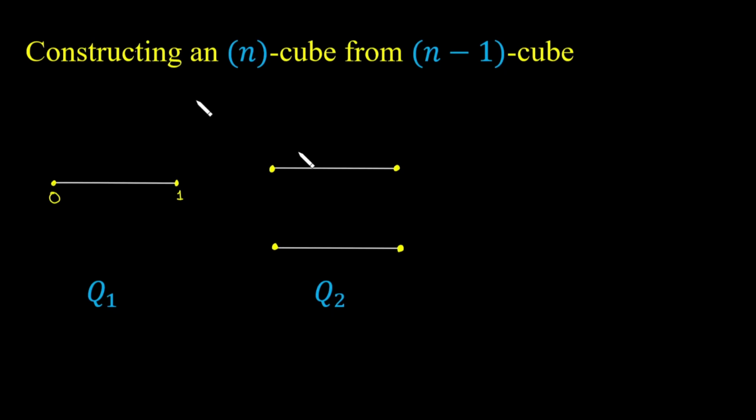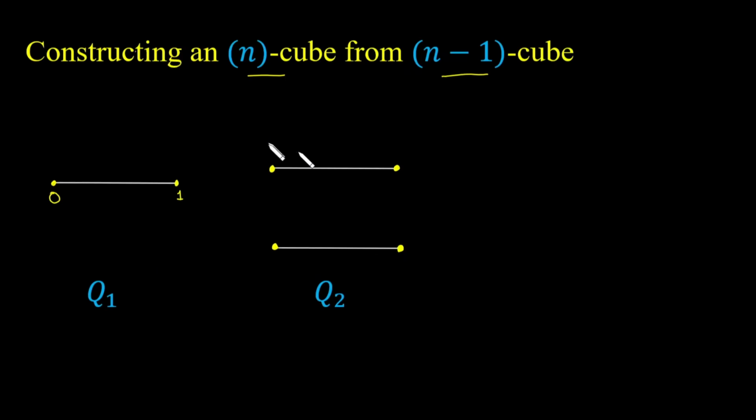So we will explore the construction of an n-dimensional cube from an n-1 dimensional cube. Specifically, we will illustrate the process using the example of construction of Q2 from Q1 and Q3 from Q2. The procedure is to construct the Q2 graph from Q1 by making its two copies.